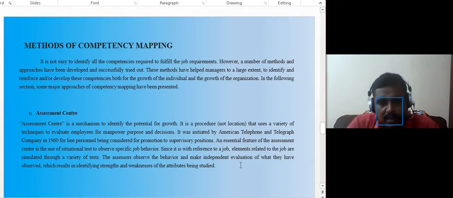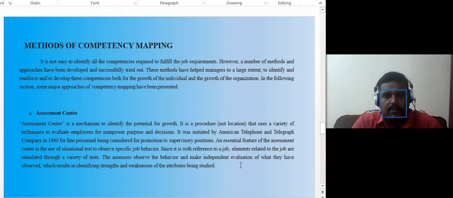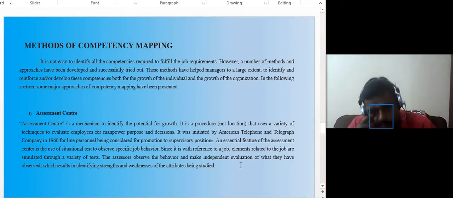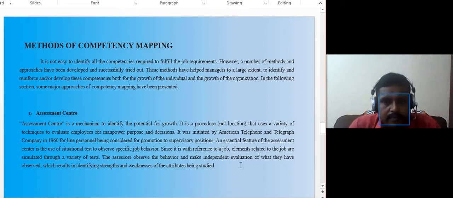As an essential feature of the assessment center, situational tests are used to observe specific job behavior. Since it is with reference to a job, elements related to the job are simulated through a variety of tests. The assessors observe the behavior and make independent evaluations of what they have observed, which results in identifying strengths and weaknesses of the attitudes being studied.